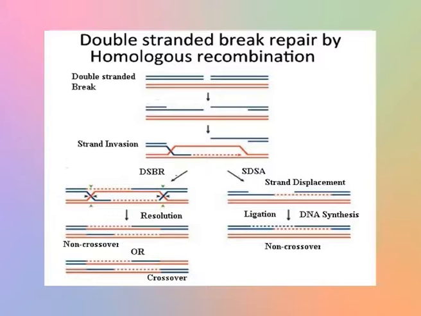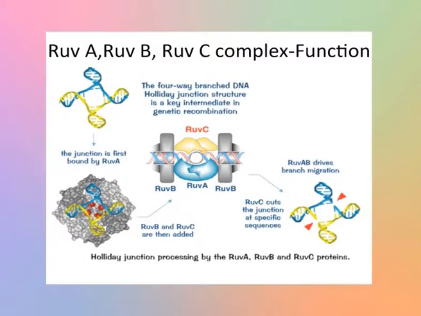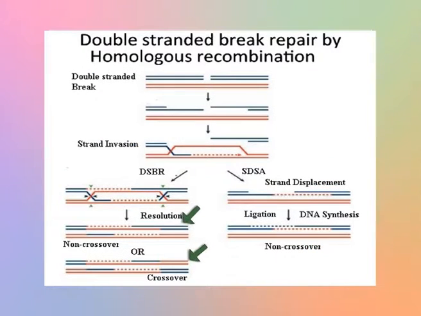Again, branch migration will happen for sealing of the gaps by the synthesis of DNA polymerases, and when the synthesis has ended, the resolution of such branches, the Holliday junction intermediate, will be done by RuvABC, which gives rise to the ultimate recombined product where the double-stranded breaks are repaired. In prokaryotes, you can find the participation of RecBCD and RecA protein both in single-stranded break as well as double-stranded break.